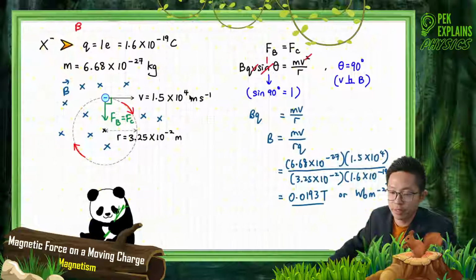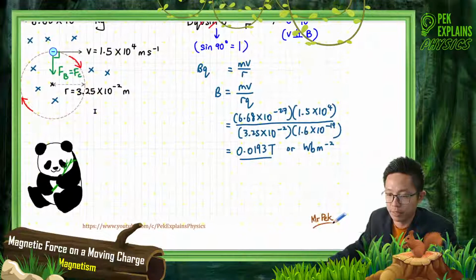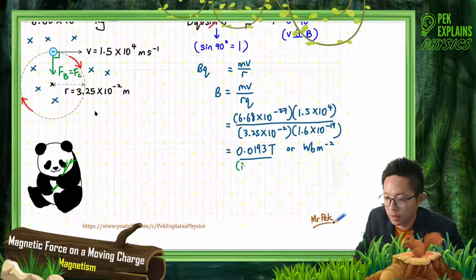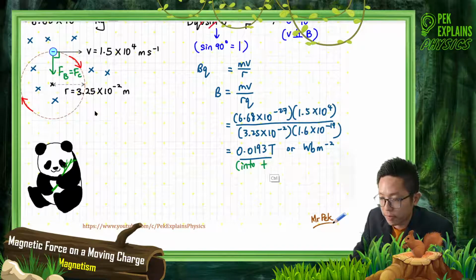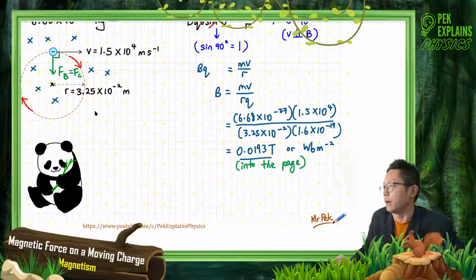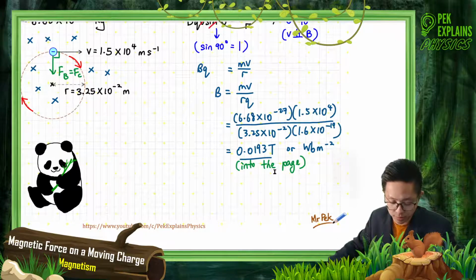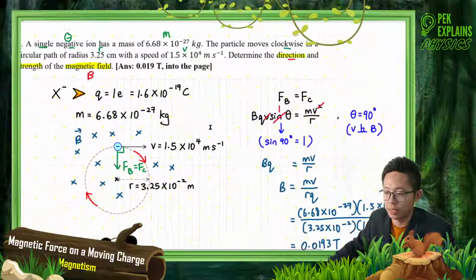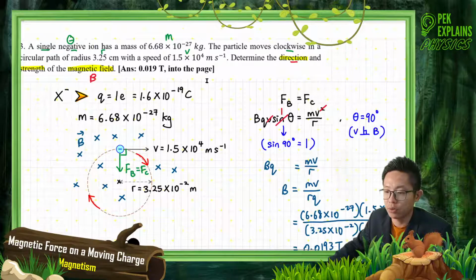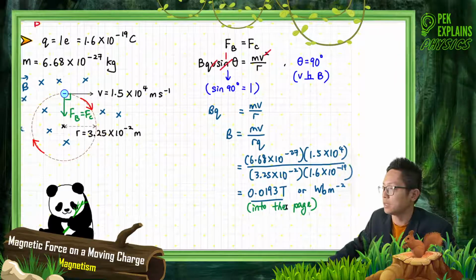So what's the direction again? Just now I got the direction already. The direction of the magnetic field is into the page, so you must write that there: into the page, or into the paper. That's the answer, both magnitude and direction. Is that correct? Yes, 0.019 Tesla and into the page. That's correct.